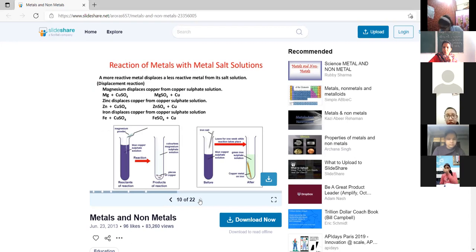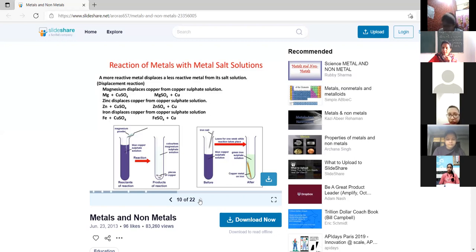Next comes the reaction of metals with metal salt solutions. This is known as a displacement reaction. Already we have done it many times. A more reactive metal displaces a less reactive metal from its salt solution. That is known as a displacement reaction. See, a few of the reactions are in front of you. Magnesium plus copper sulfate, zinc plus copper sulfate, iron plus copper sulfate. Because magnesium, zinc, iron, these metals are all more reactive than copper.